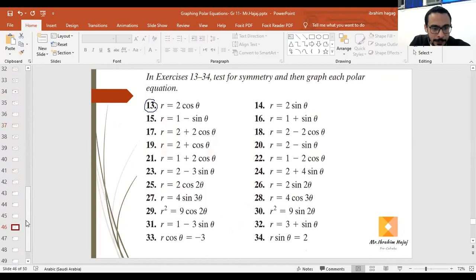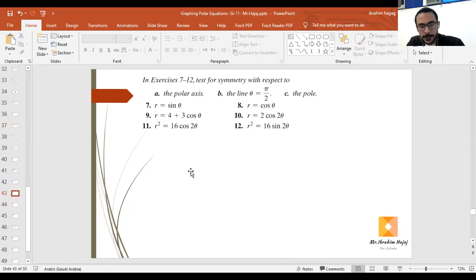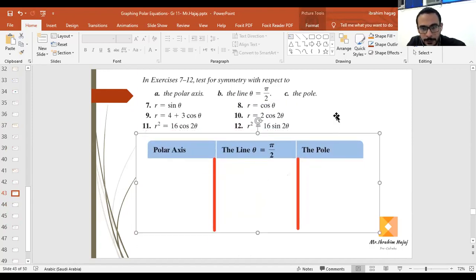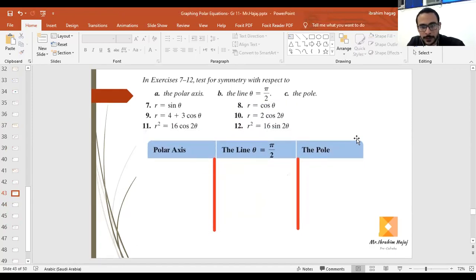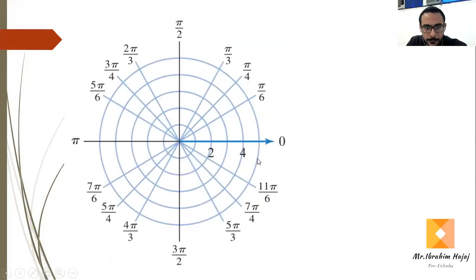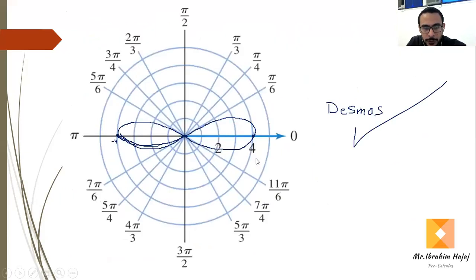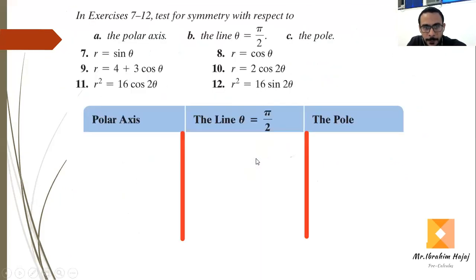Where's the exercise? Yes, from 7 to 12. It's best here. We will use this table to solve these questions. In the exercise set from 7 to 12, I would like to check or test the symmetry of the equations.